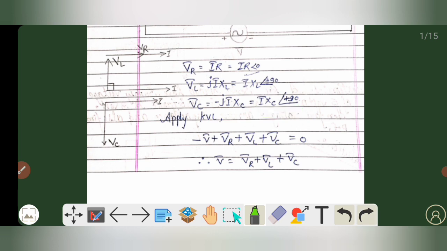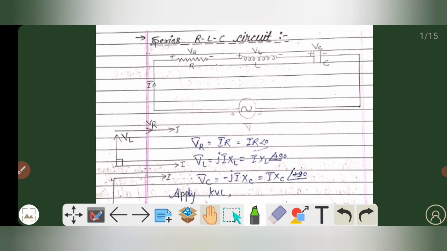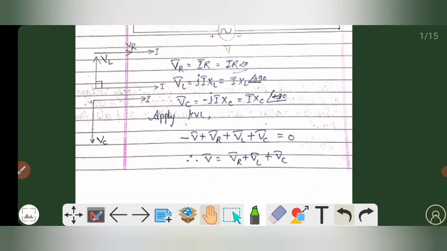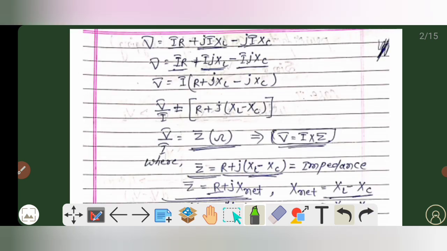Now, in the whole circuit, if you want to calculate the equivalent voltage, V is equal to the voltage across the resistor plus the voltage across the inductor plus the voltage across the capacitor. Now we put all these values here, and after taking I as common, the equation comes out to be V is equal to I into R plus jXL minus jXC.